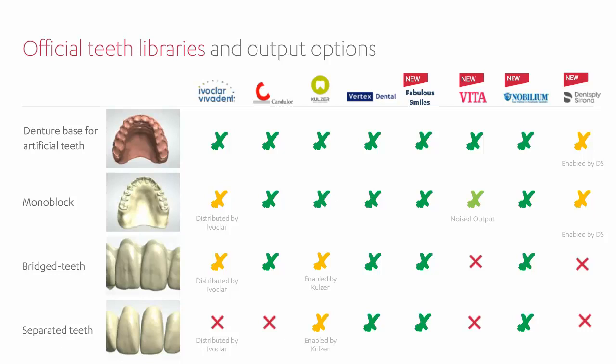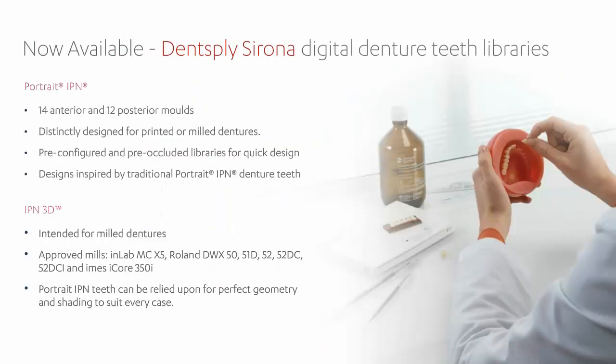But even when enabled, you can only get the base output, so you glue in the teeth, or you can do the monoblock. This is a slide about the Dentsply Sirona libraries that are available now in our software. It's the Portrait IPN and the IPN 3D. And we've heard some really good reviews about this.